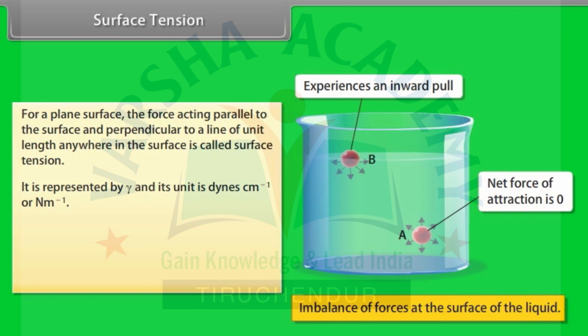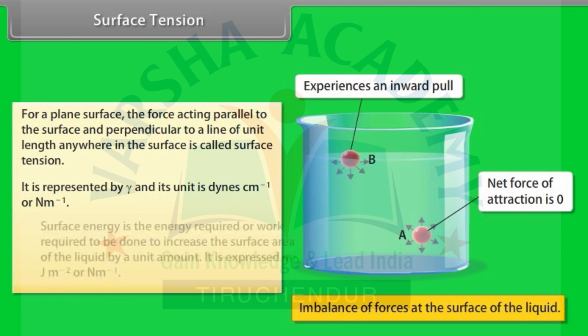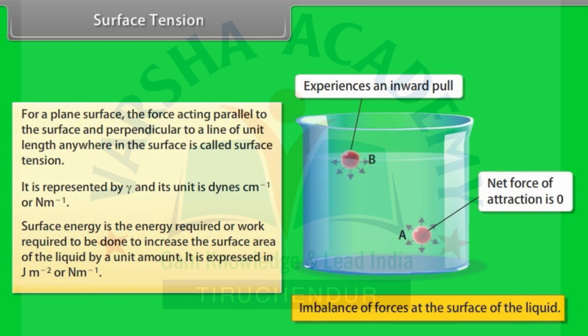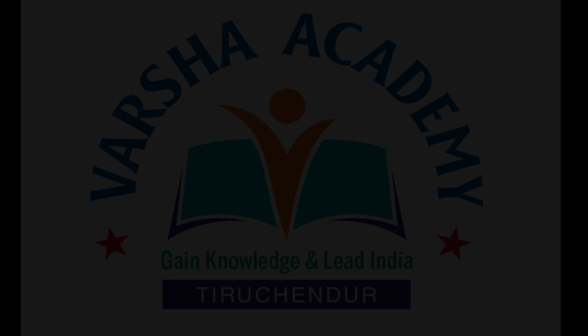In order to increase the surface area of the liquid, some energy has to be supplied against the inward pull. This is referred to as surface energy. Thus, surface energy is the energy required or work required to be done to increase the surface area of the liquid by a unit amount. It is expressed in joule per meter square or Newton per meter.